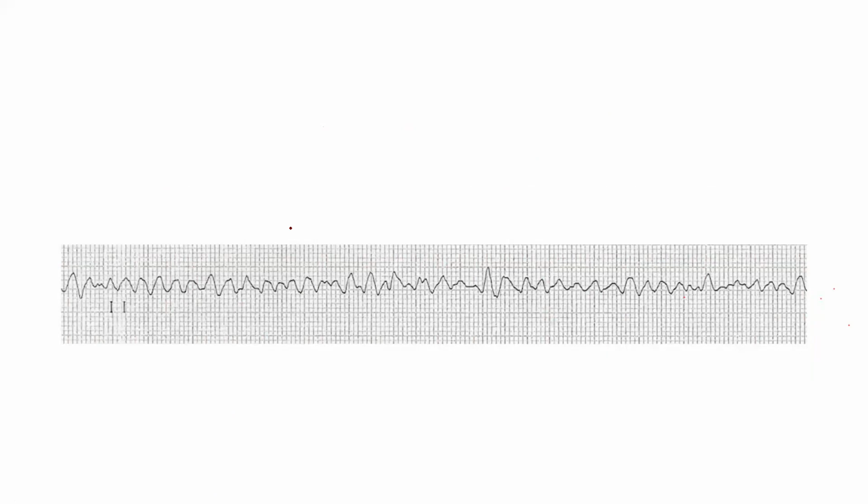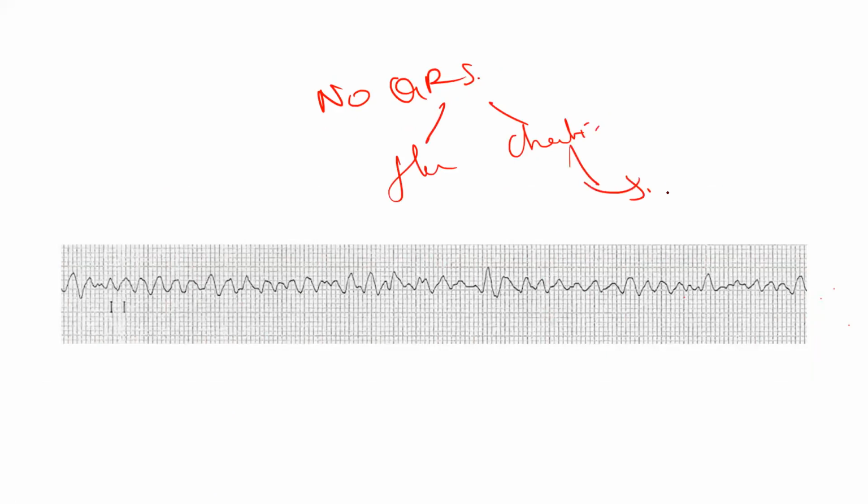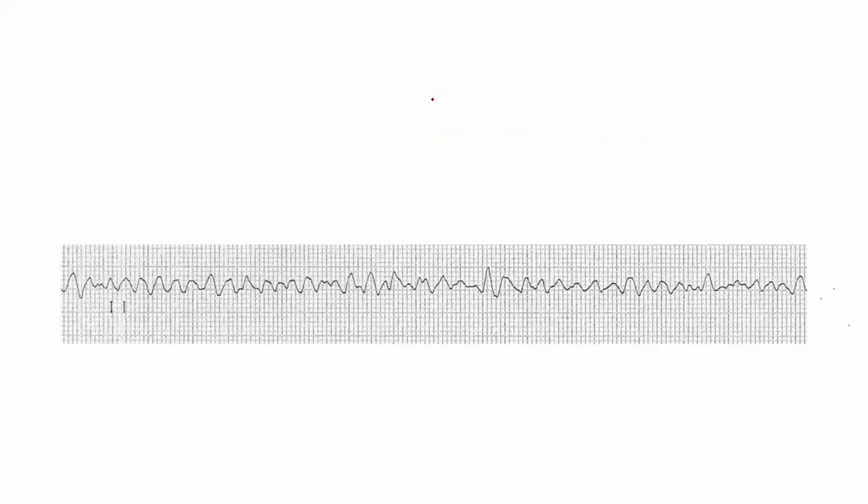Do you find any QRS complexes at all here? No, sir, it's chaotic. There are no QRS complexes. So what do you have to check? The baseline. Is it flat or chaotic? It is chaotic. So the rhythm is going to be VF, ventricular fibrillation. Very good. Very simple. This is going to be simple ventricular fibrillation.